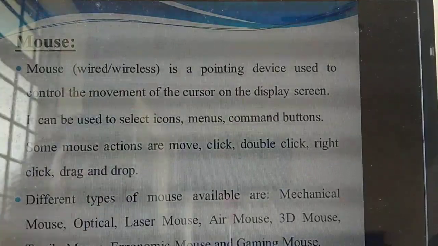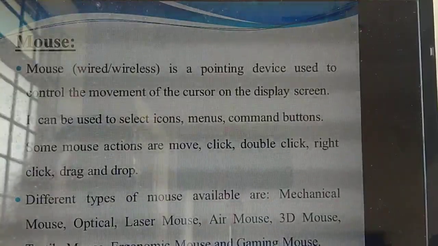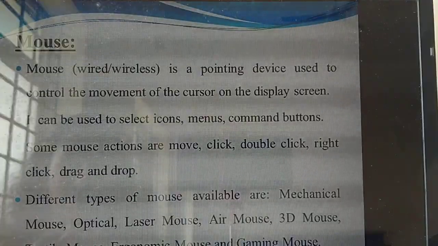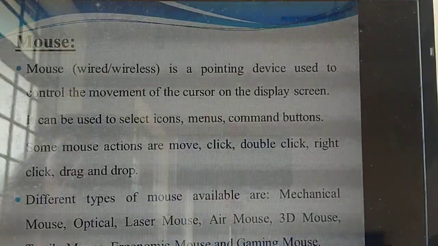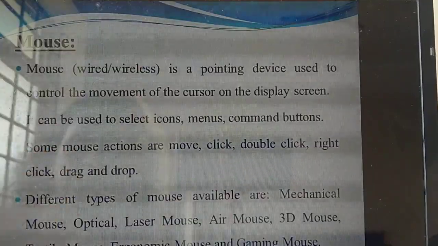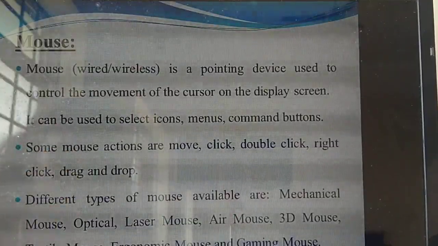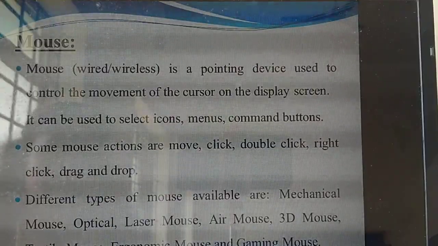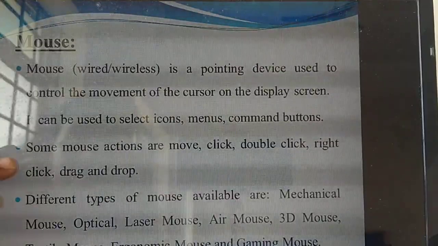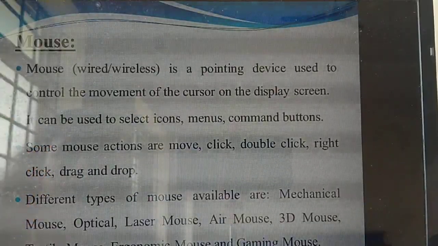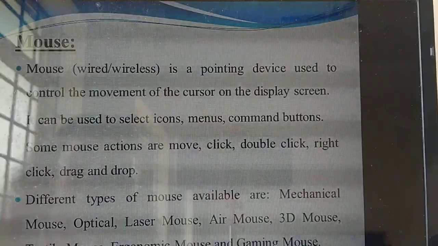In mouse, there are types of buttons. What are they? You can double click, right click and left click. What are the actions of the mouse? Sometimes they will ask one more question: what are the actions of the mouse? Move: you can move the cursor here and there using the mouse. Next, click, double click, right click, drag. The actions you can do using this mouse are move, click, double click, right click, drag and drop.